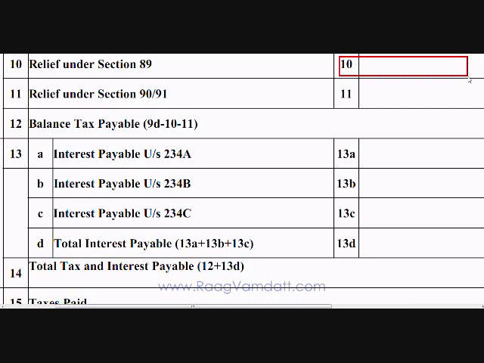Subtract the amounts in boxes 10 and 11 from the amount in box 9D and put the result in box 12. This is the balance tax payable. This is where you would put it in the form.